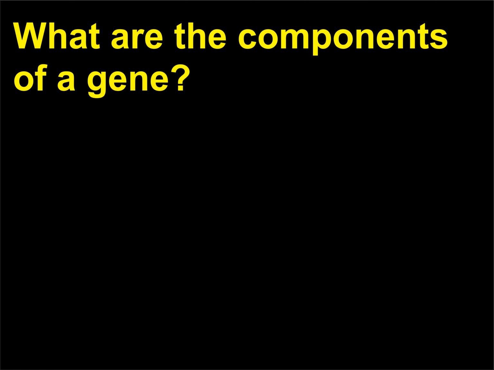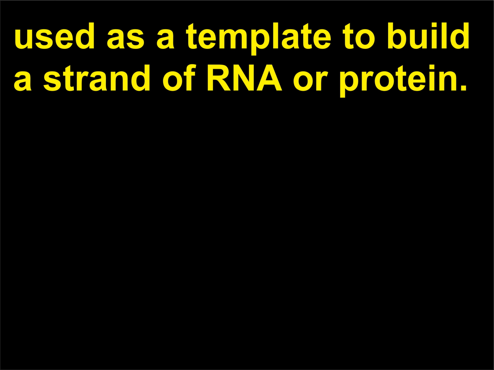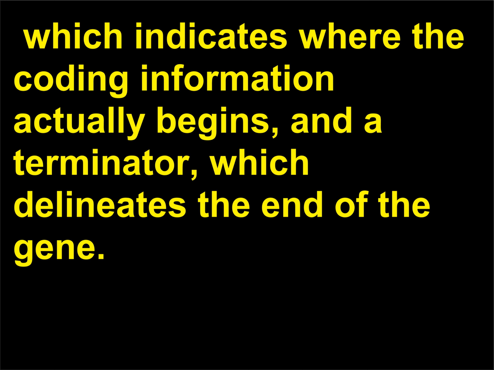What are the components of a gene? The term gene describes a section of DNA that will be used as a template to build a strand of RNA or protein. In addition to this information, each gene also contains a promoter region, which indicates where the coding information actually begins, and a terminator, which delineates the end of the gene.